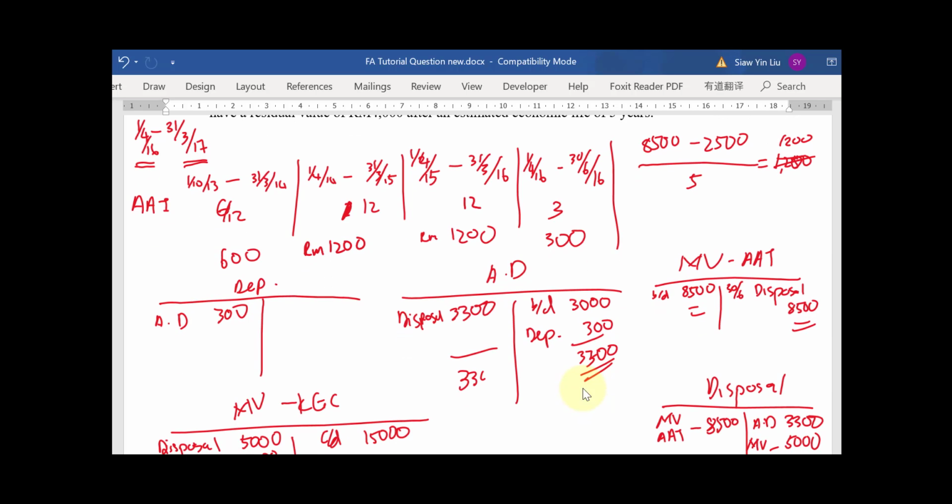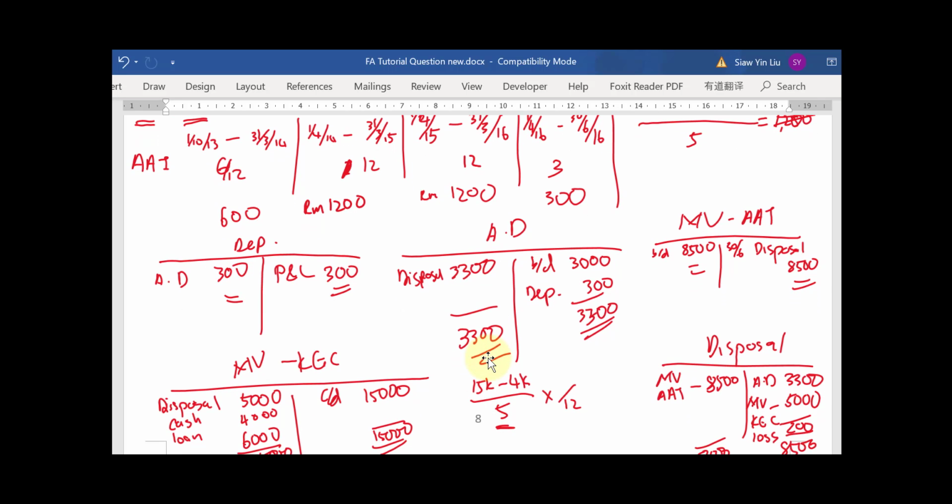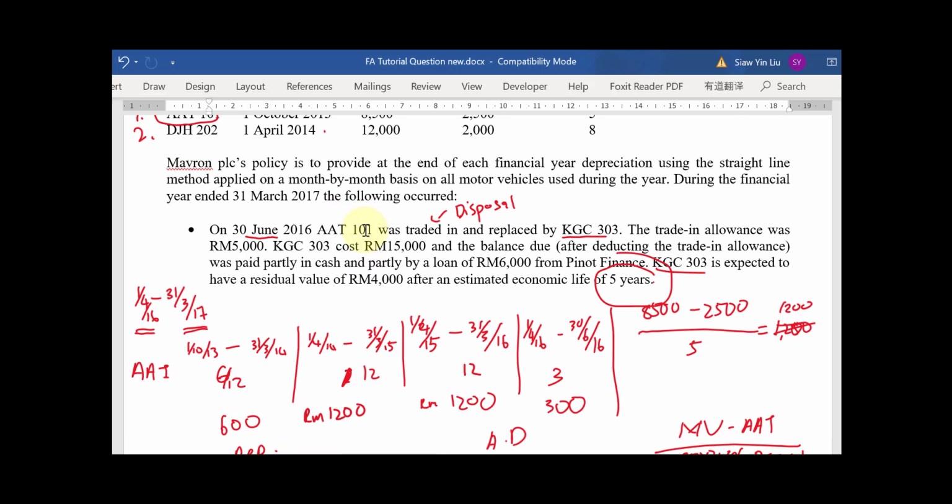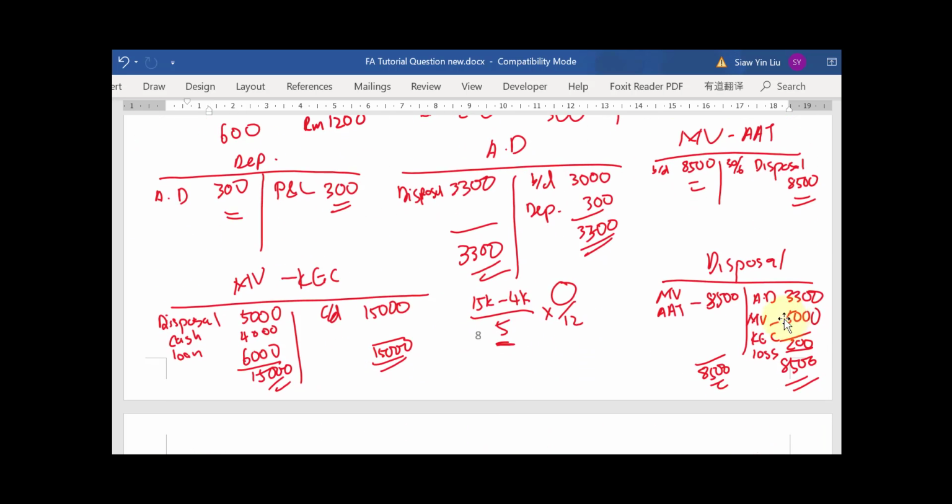So you will have disposal, double entry. And then for depreciations, current 300, so you go to disposal 300. Okay, guys. Now, next, in disposal you have 8,500 from here to this double entry. Accumulated 3,300 to 3,300, double entry. And also this one, the trade-in value. If you check the trade-in value, they say trade-in allowance was 5,000. So you record 5,000.